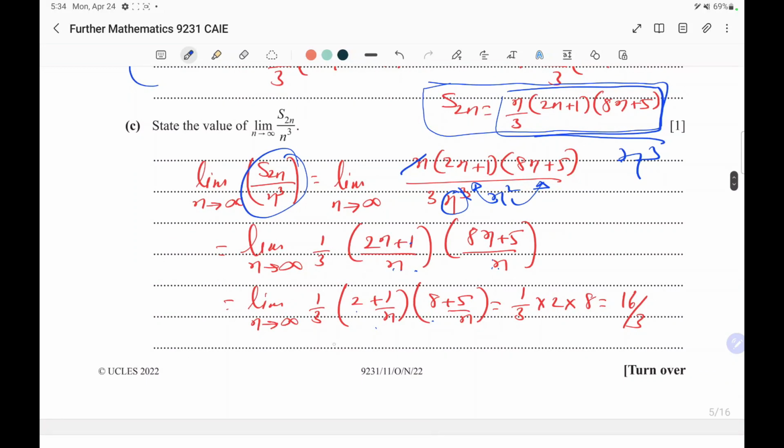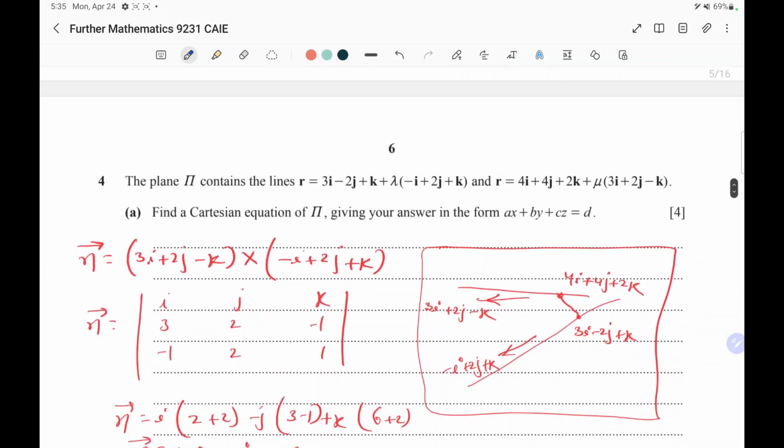Now apply n tends to infinity. When you apply infinity, then 1 over 3, this is 2. 1 over infinity is 0. 5 over infinity is still 0. So 8 times 2, 16, 16 over 3 finally.